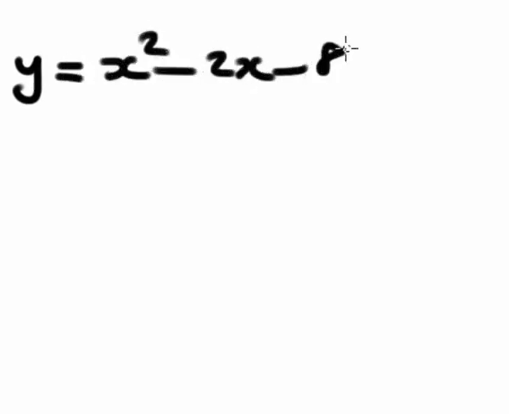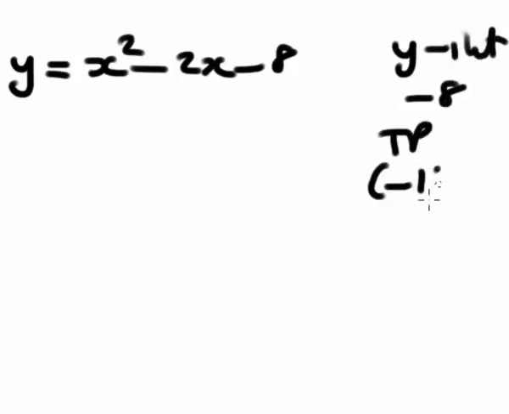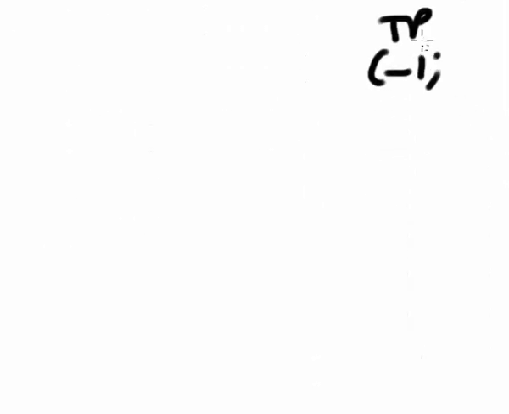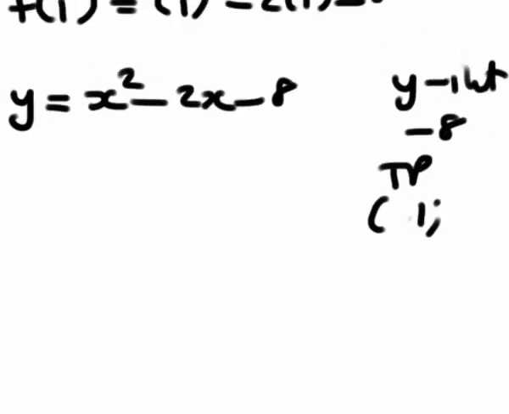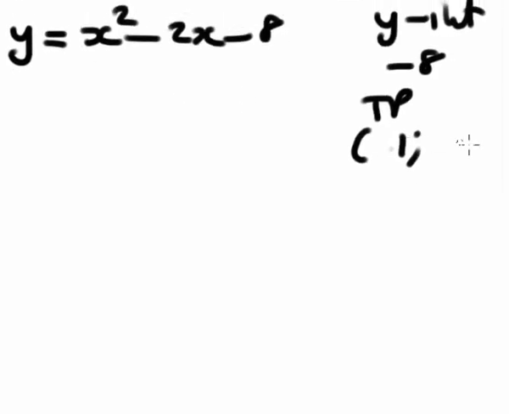If you want to sketch the graph, and if we want to use the method of the x-intercept, well, the y-intercept we know is at negative 8. The turning point is, let's just see, the turning point is 1, negative 9, should I rather say. Okay, 1 and negative 9, that's your turning point.